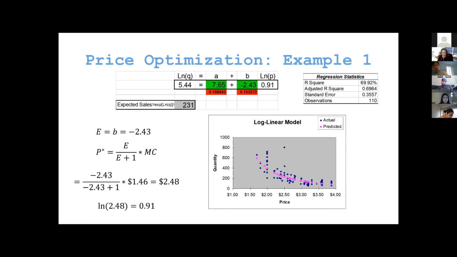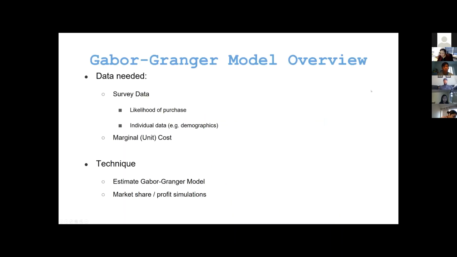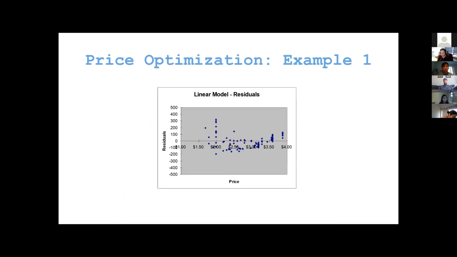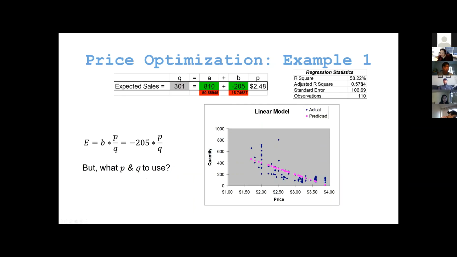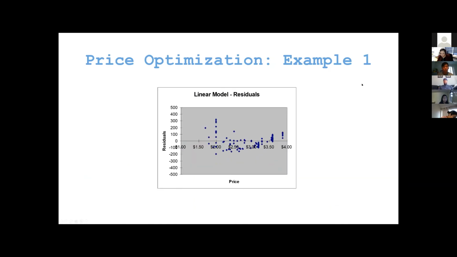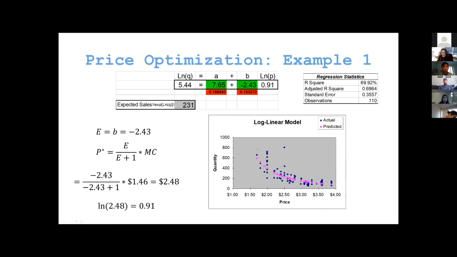So say you transform it, you take the log of quantity sold and the log of price, and then you run a regression on that. Notice that the R squared has improved. It's a better fit. Now it's 69.92%, or the adjusted R squared is 69.64. That's much better than what we had earlier, which is 0.5784. And now you run a regression on the logs of these values.